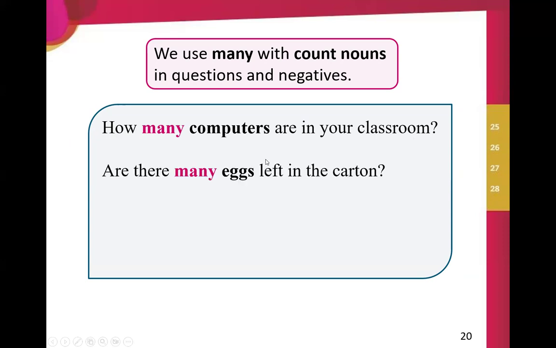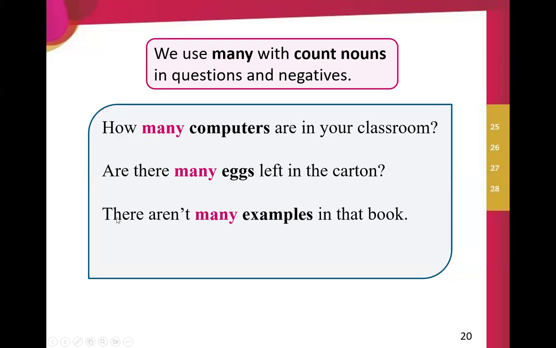Are there many eggs left in the carton? So we can use many instead of any with countable nouns in questions. We can say, are there any eggs? We can say, are there many eggs left in the carton? But we cannot say, are there some eggs? Some here is forbidden in this situation.